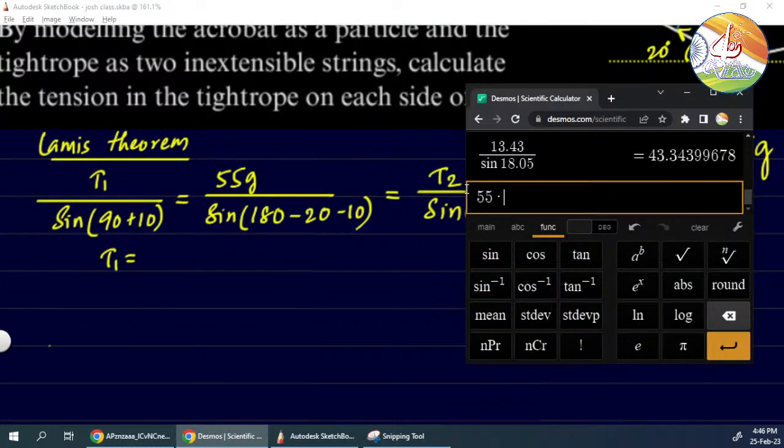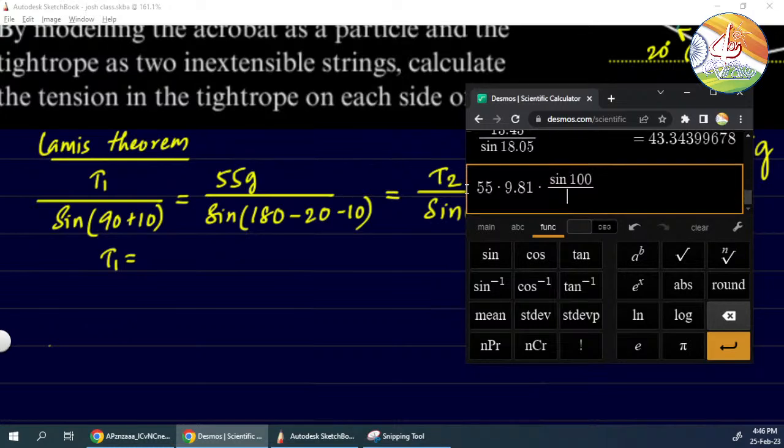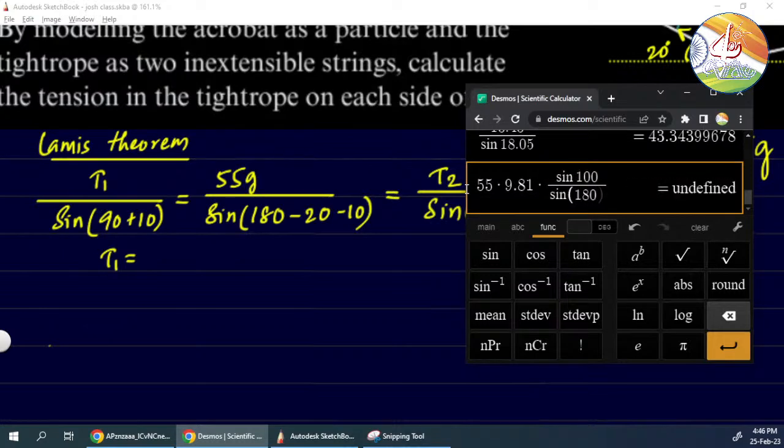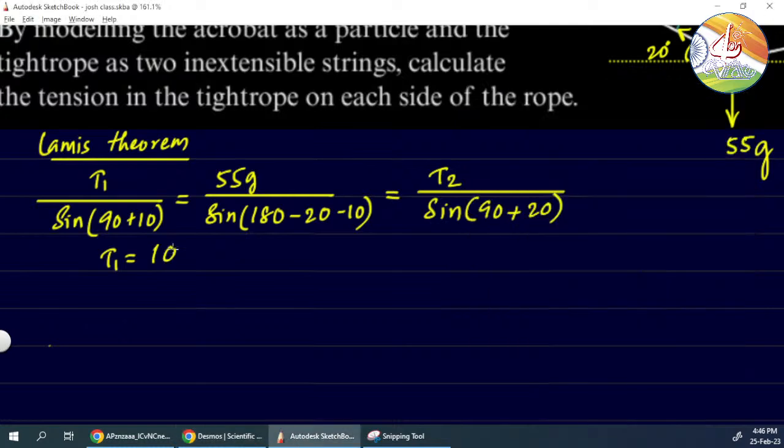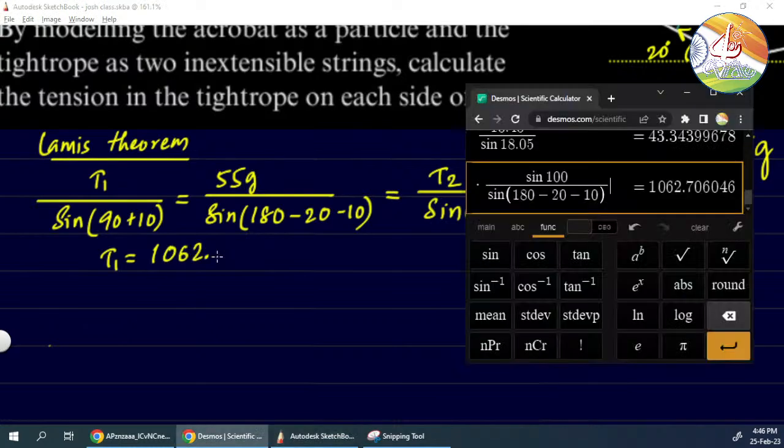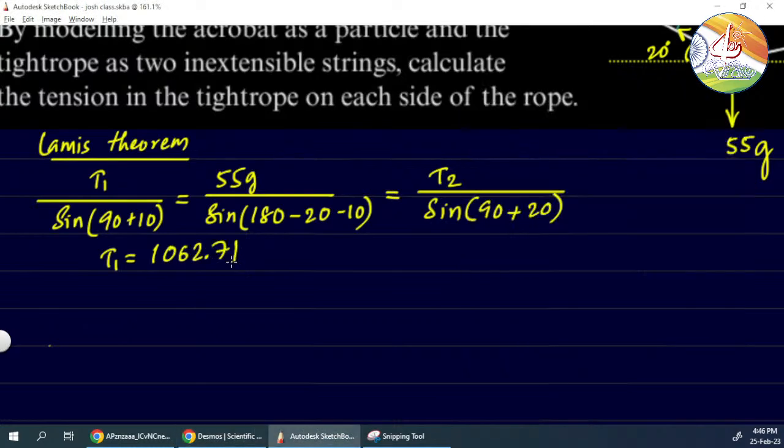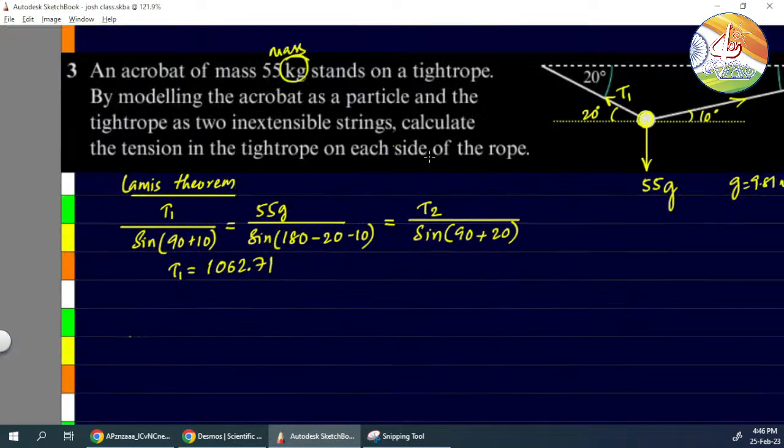T1 equals, cross multiplied, so we get 55 into g, g is 9.81, into sine of 90 plus 10. 90 plus 10 is 100, divided by sine of this total angle, 180 minus 20 minus 10, that is 180 minus 30. So that is giving us 1062.71. This one is in kgs, so when we convert, we will get it in newtons. So tension is in newtons.